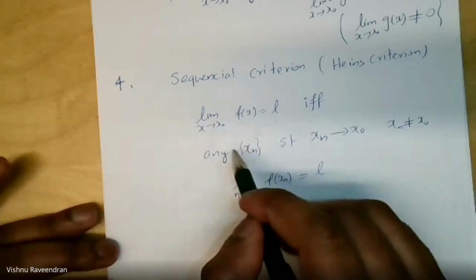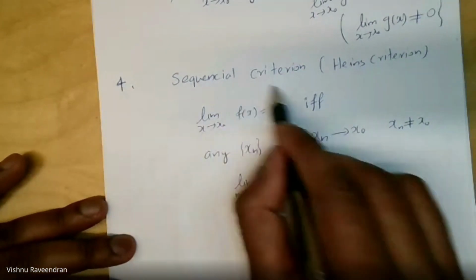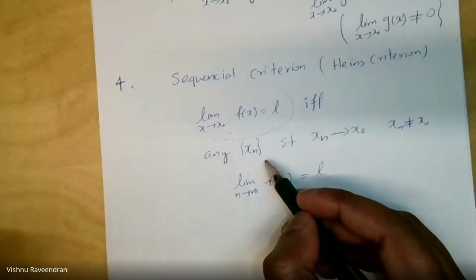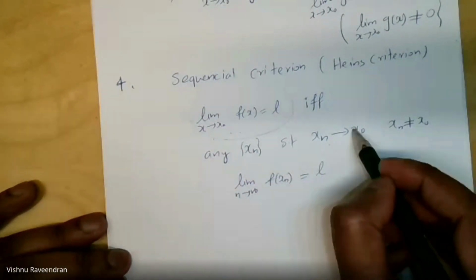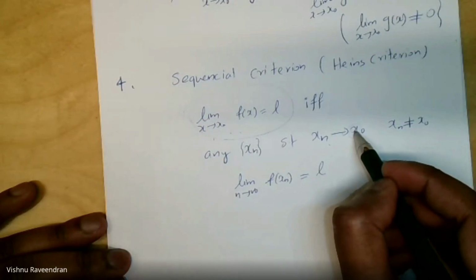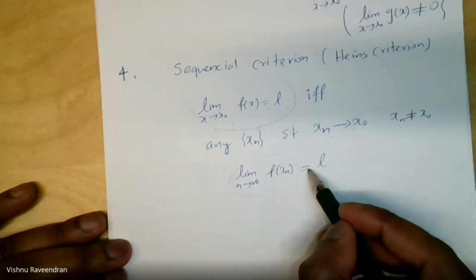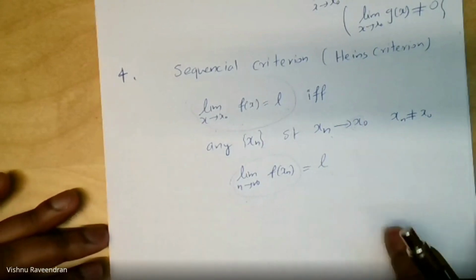So if these both statements are equivalent, if you have the limit as x goes to x naught of f of x equal to L, then if you take any sequence that converges to that point, then the limit as n tends to infinity of f of xn also will be equal to L.